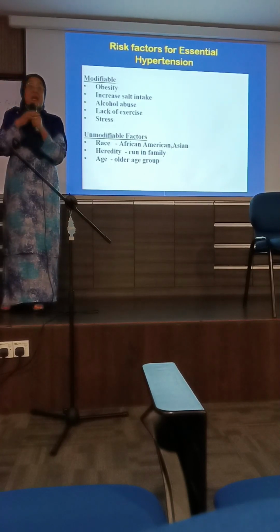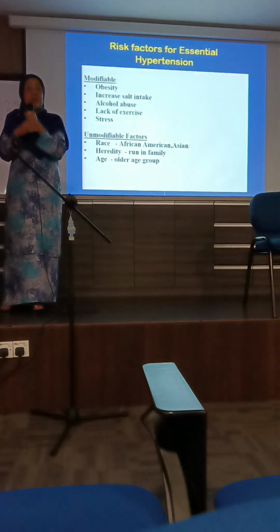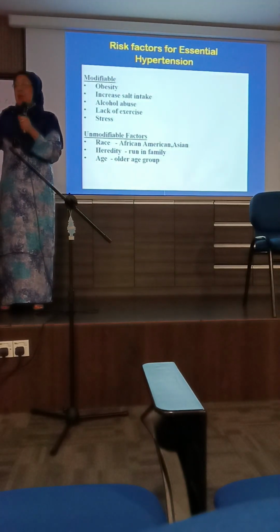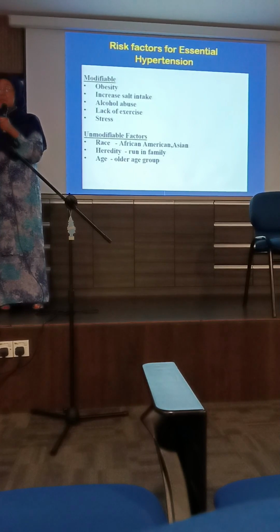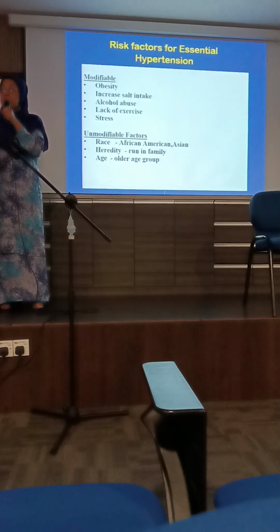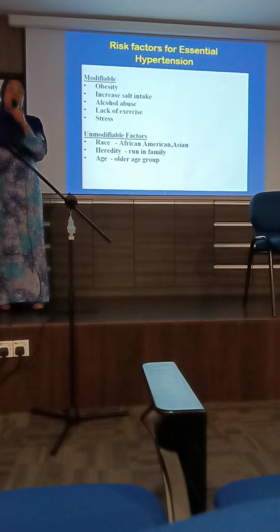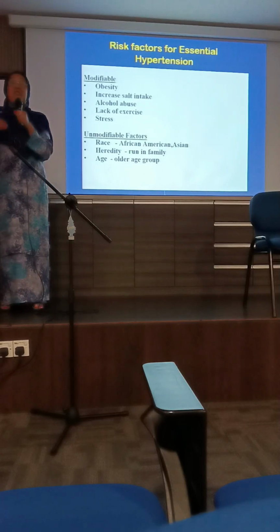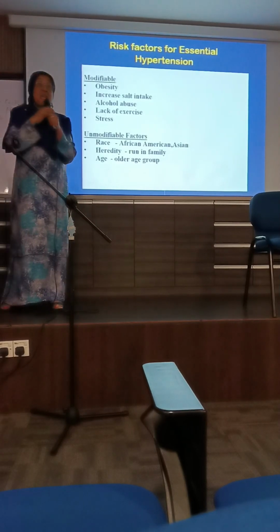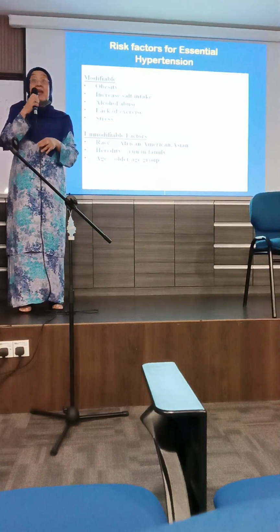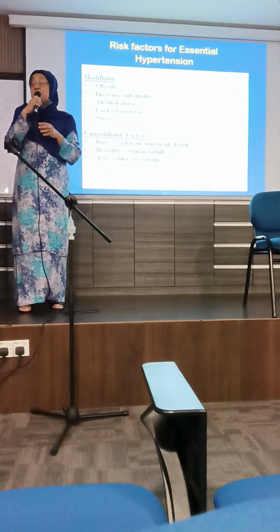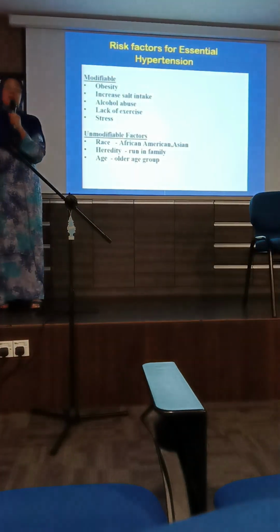They like to eat a lot of salt. Kelantan people like to eat budu, so it's salty. The Japanese like to eat a lot of salt, so they have an increase in the incidence of essential hypertension in their population. Alcohol abuse, of course, alcohol is almost always related to almost everything. Lack of exercise, meaning sedentary lifestyle. Okay, they don't exercise. Maybe executives who sit in the room doing work, with added stress.